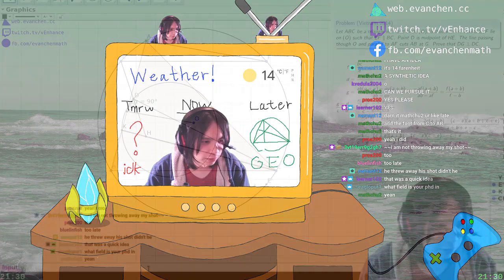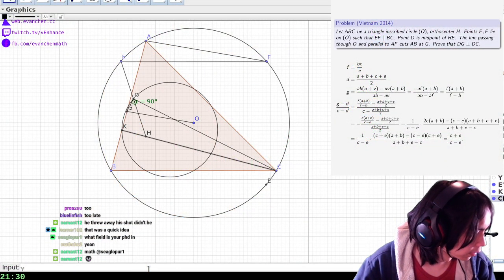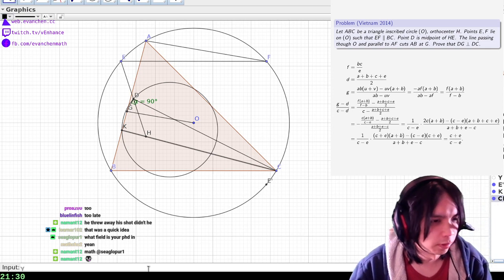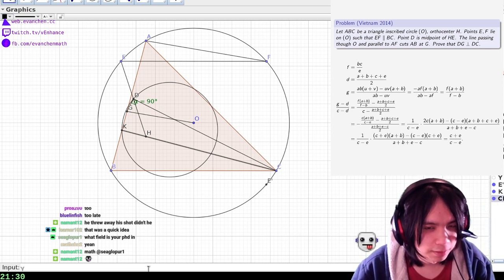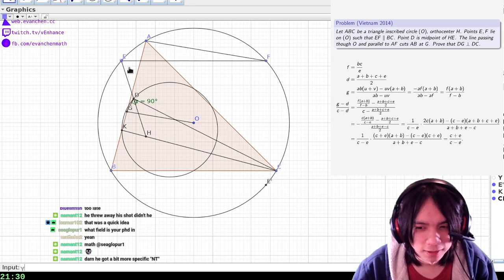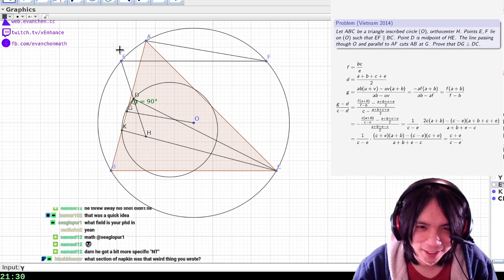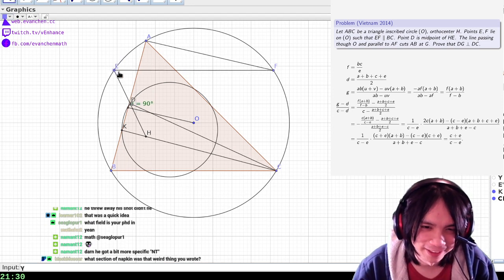Where is my PhD field in? Number theory. Specifically, automorphic forms. But I have barely started. Honestly, it's more accurate to say I haven't started. So I don't know very much right now.